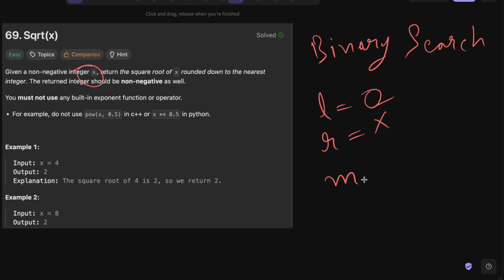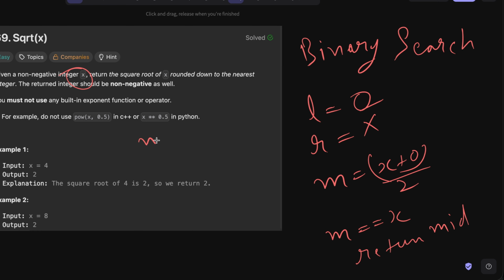We will figure out the mid like this: x plus 0 divided by 2. And now we will check if mid is equal to x, simply return mid. If mid is greater than x, simply say r is equal to mid. That means we are shifting the right pointer to mid. Otherwise the mid will be less than x. It means we can shift the L pointer to mid plus 1.